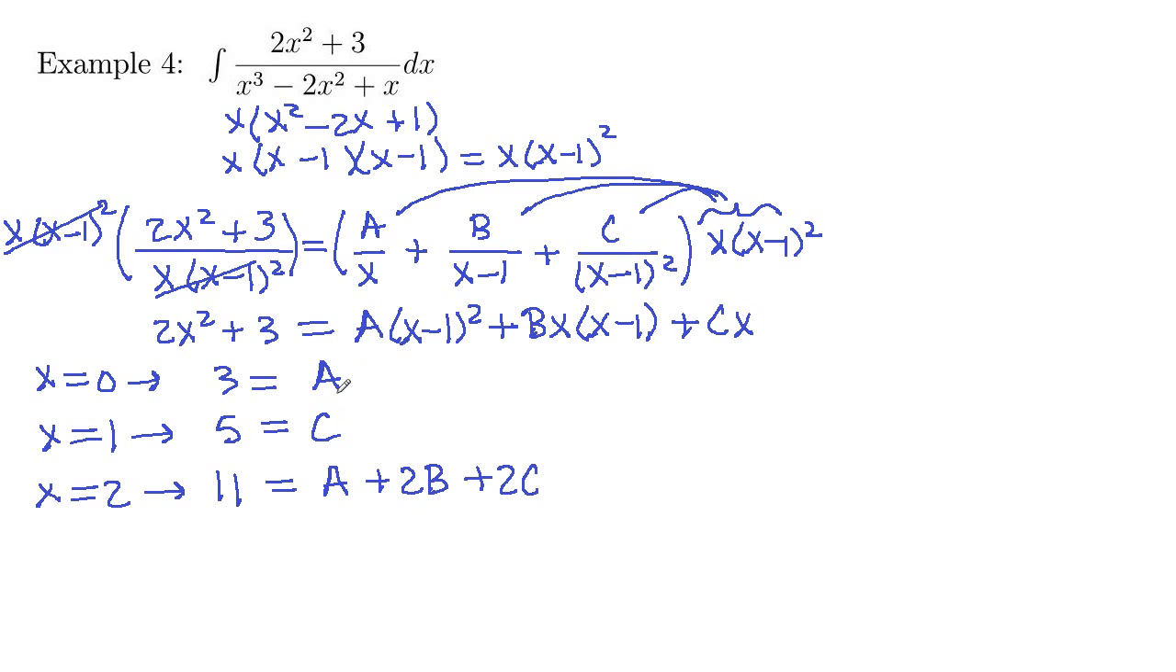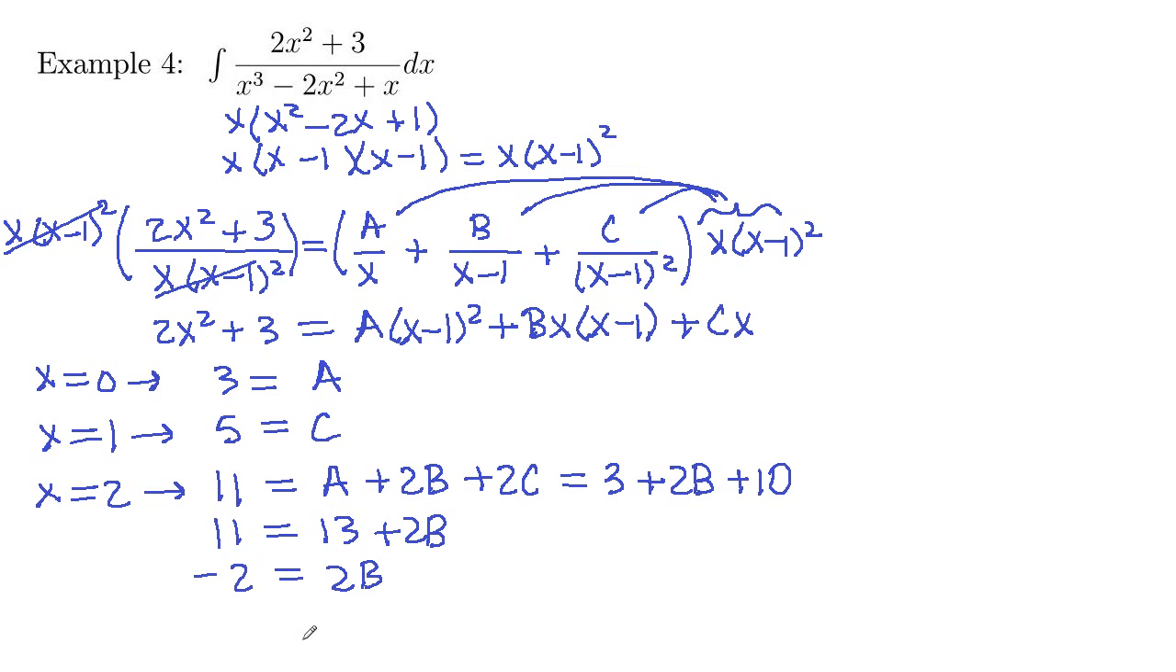But we know what A and C are. They're 3 and 5. So plug in a 3 there for A, plus 2B, and then 2 times C. C is 5. 2 times 5, 10. So we've got 11 is 13 plus 2B. So bring the 13 over as a negative. 11 minus 13, -2, equals 2B. Divide both sides by 2, so your B is going to be -1.